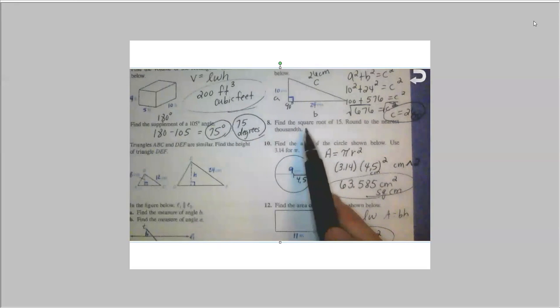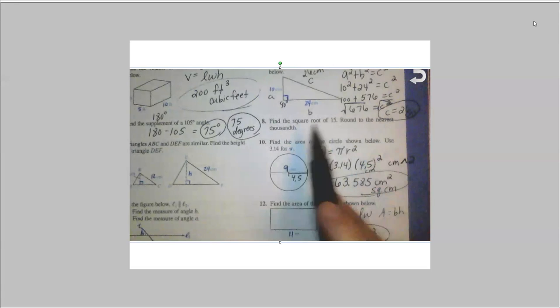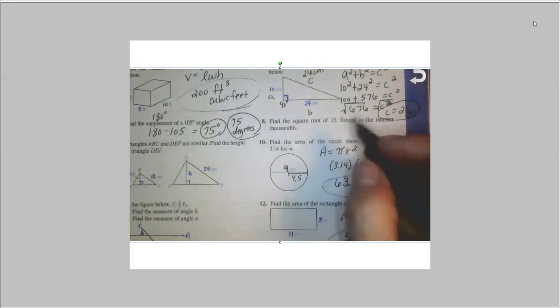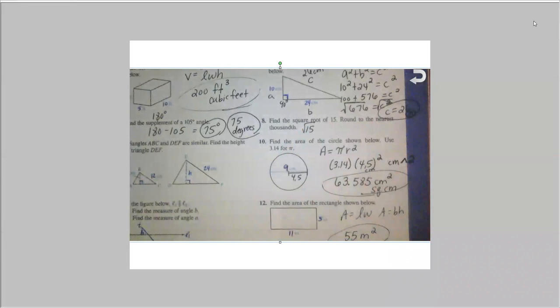Okay, number 8 is find the square root of 15, and this time we're going to round to the nearest thousandth place. The square root of 15 is not a perfect square. Okay, so let me type that in. Let's take a look at the decimal here. All right, so when I type that in, this is an irrational number. That decimal is going to go on forever.